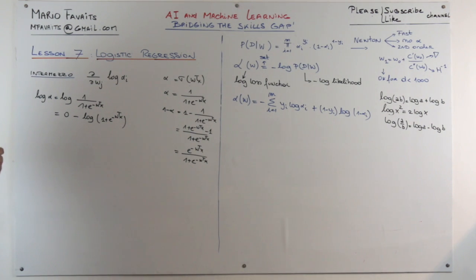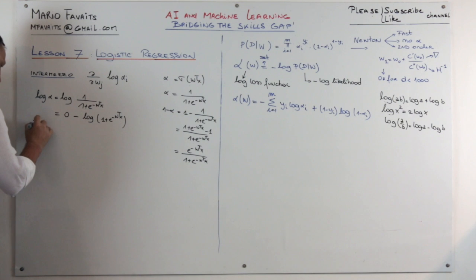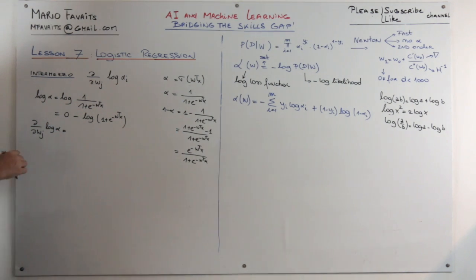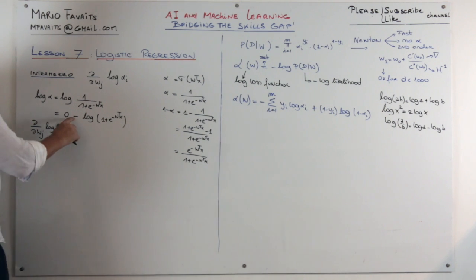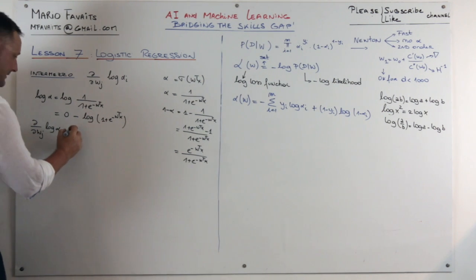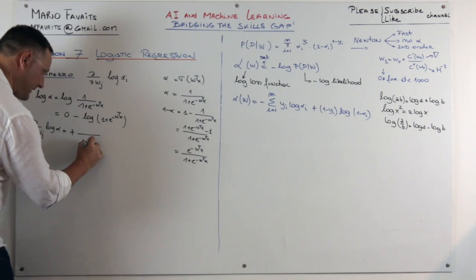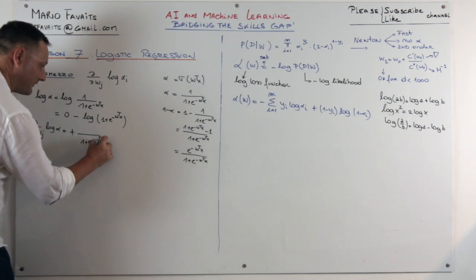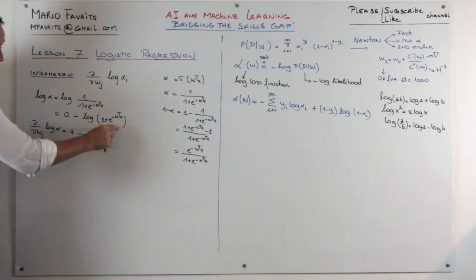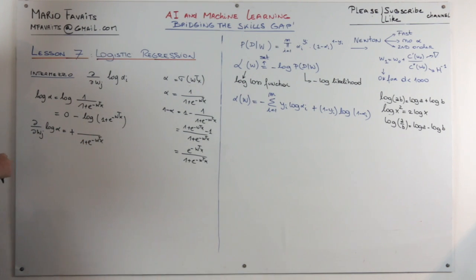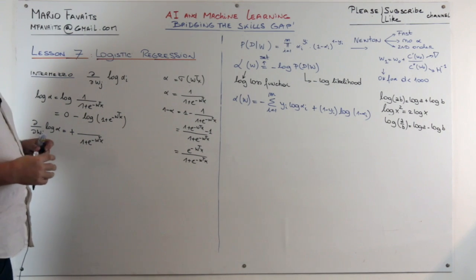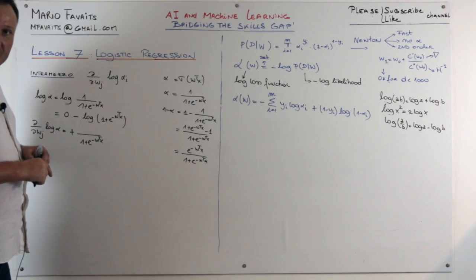Okay, let's now take the derivative with respect to wj of log alpha. So basically what we're gonna get is we're gonna put the minus inside, then we have a plus here, but this goes to the bottom, 1 plus e to the minus w transpose x, and then times the derivative of this thing. We're using the chain rule. I've not explained the chain rule. I will do it once we deal with back propagation.